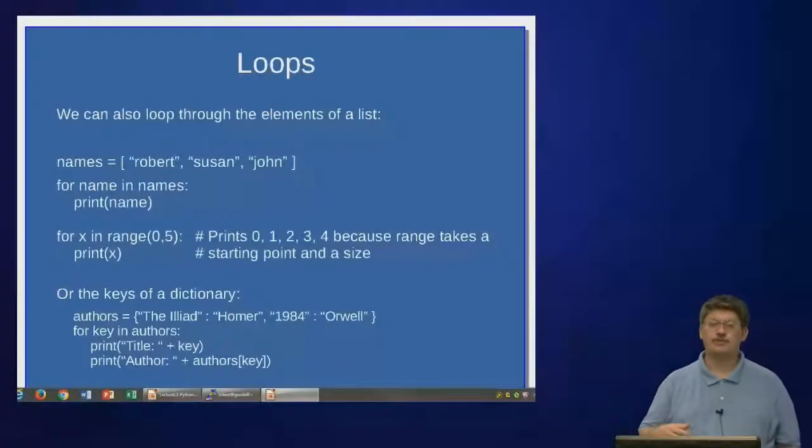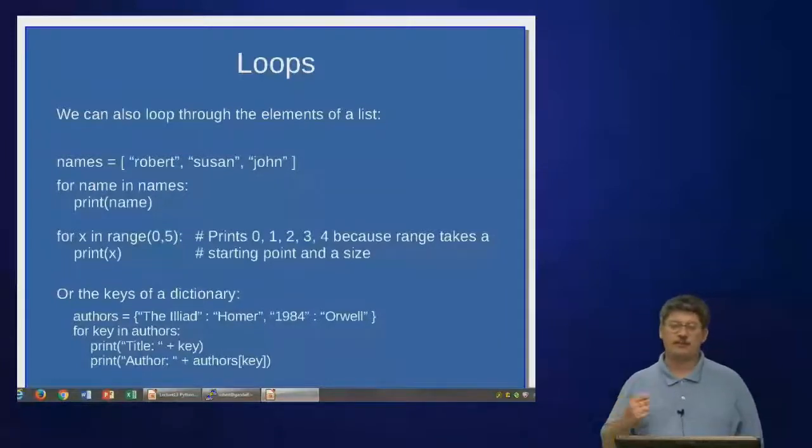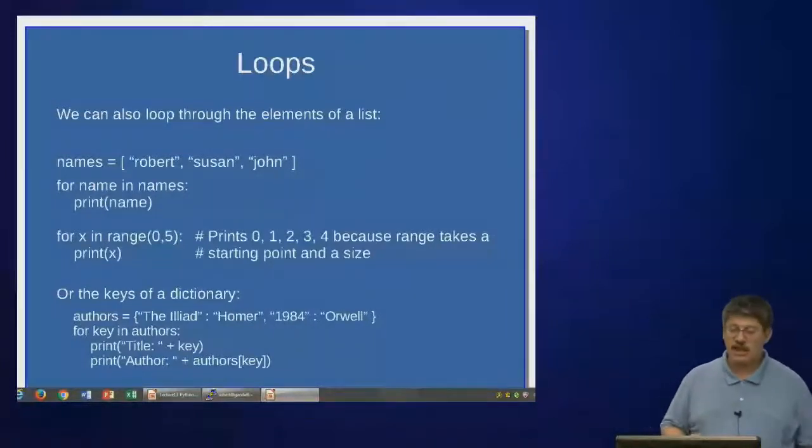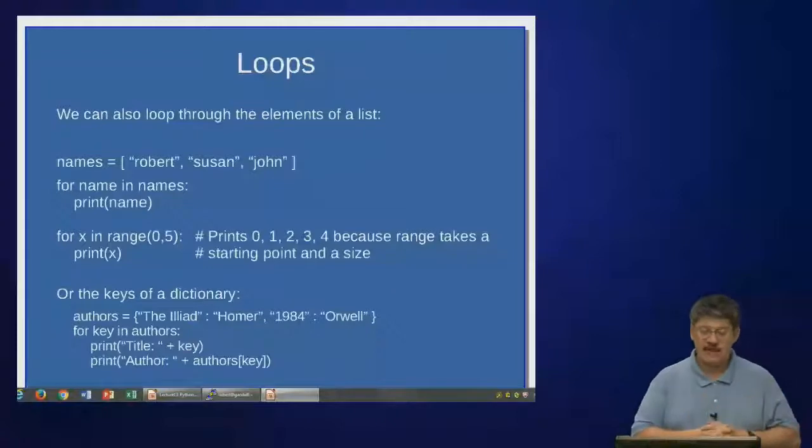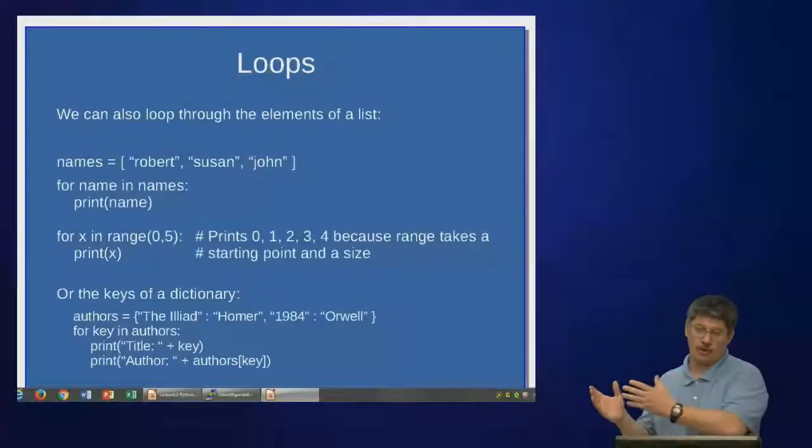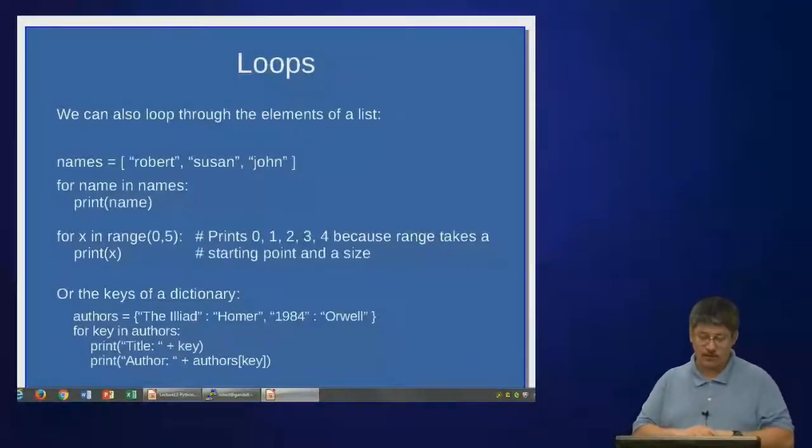I can also loop using dictionaries, but I can't actually loop through the dictionary itself. I have to loop through the keys of the dictionary. So here I can create a dictionary called authors, and I've mapped the words the Iliad to Homer, because Homer wrote the Iliad, and 1984 to Orwell. George Orwell, of course, wrote 1984.